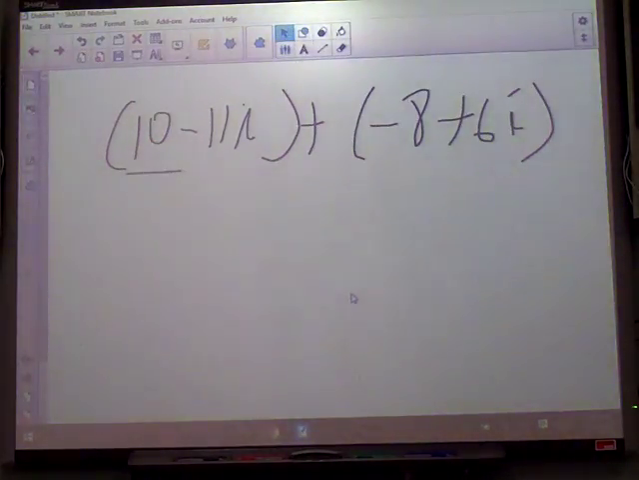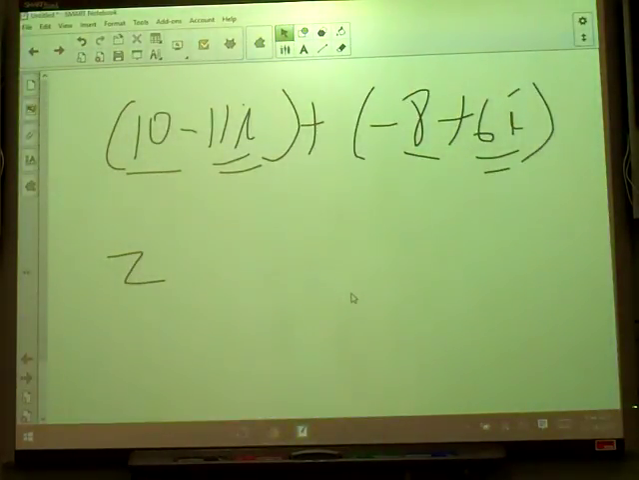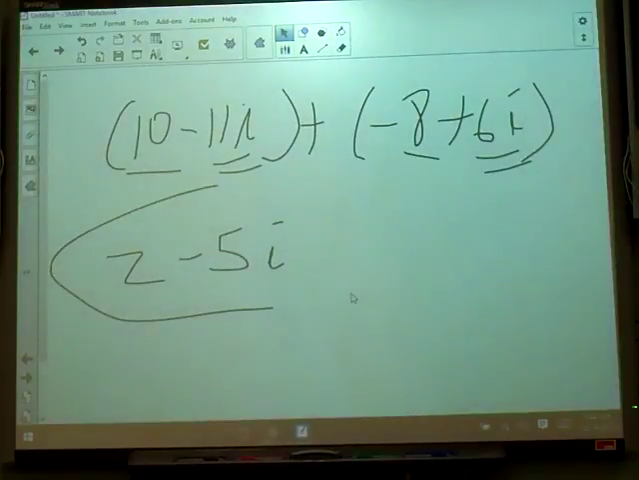Alright, like terms, 10 plus negative 8 is 2. Negative 11i plus 6i is negative 5i.